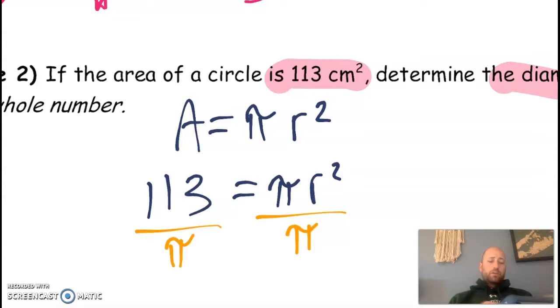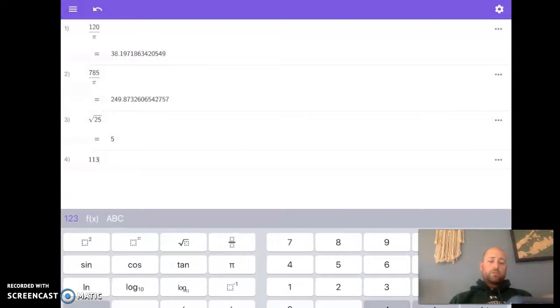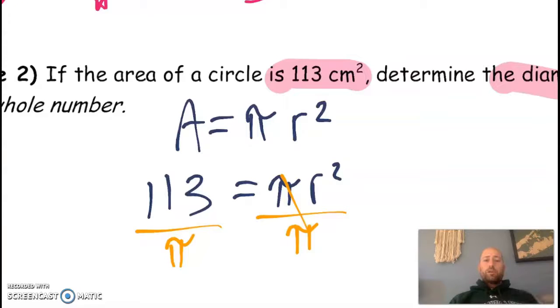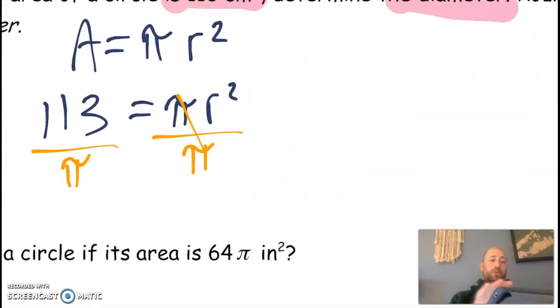All right. So when I divide by pi, I don't know off the top of my head what 113 divided by pi is, so I'm using a calculator. 113 divided by pi is 35.96. 35.96 rounded to the nearest whole number is 36.